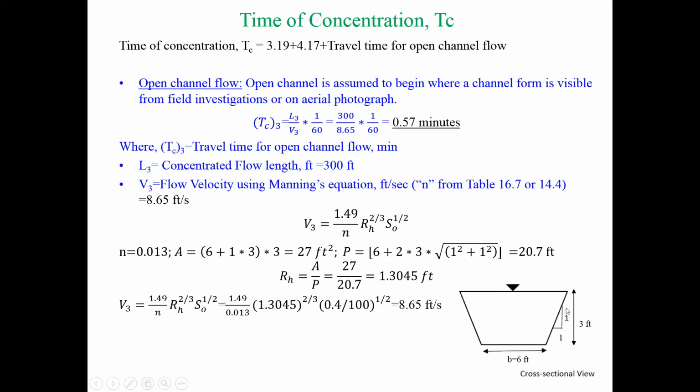Since it's a trapezoidal section, you can calculate area and perimeter, and once you know area and perimeter, you can calculate the hydraulic radius. And once we have everything, if we use every value in V3, we will get 8.65 feet per second. So that's what we are using here: 300, 8.65, and the time is 0.57 minutes.